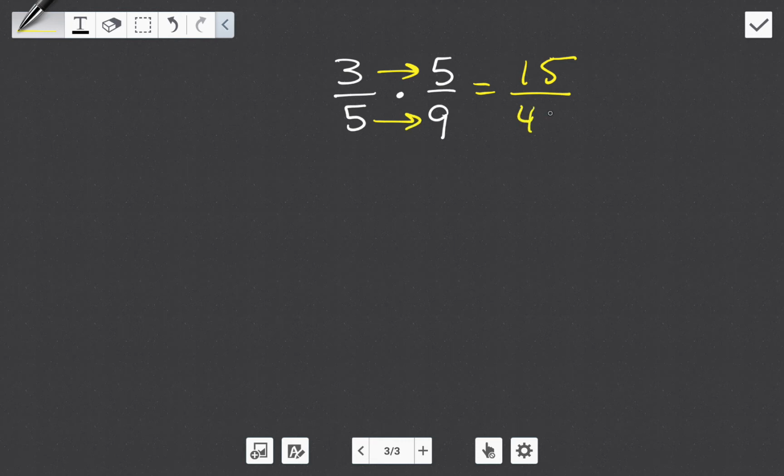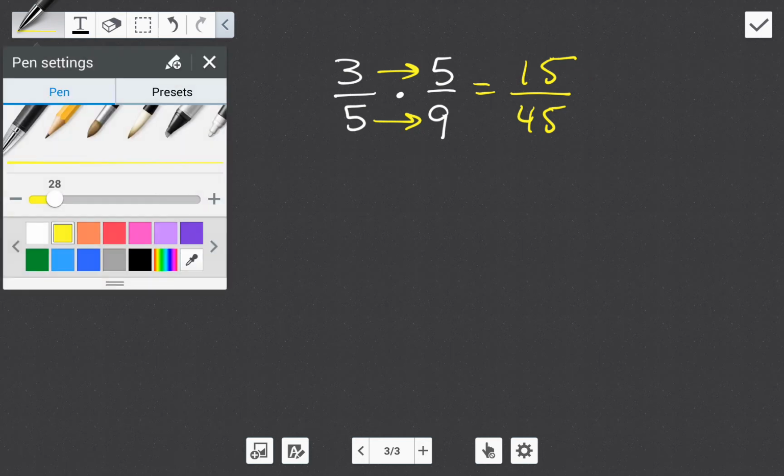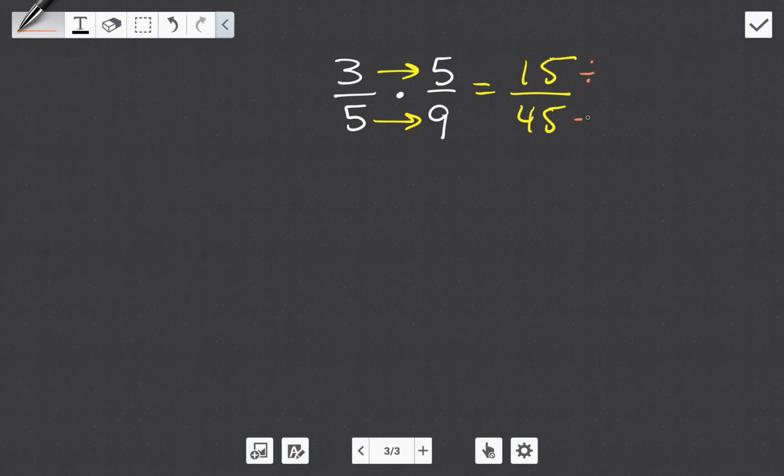Let's say we have 3/5 times 5/9. Again, what we want to do is make sure we multiply across the top. Here we're going to end up with 15, and across the bottom we end up with 45. Now you should notice here that in this example there's a number greater than 1 that goes into both 15 and 45, that being 5. So we're going to go ahead and divide both the numerator and the denominator by 5, or the GCF. 15 divided by 5 equals 3, and 45 divided by 5 equals 9.